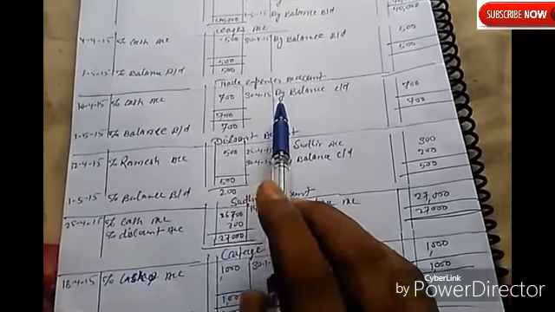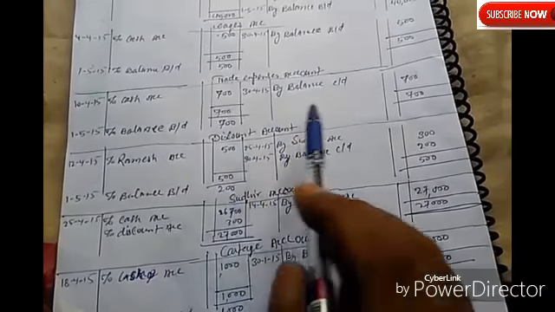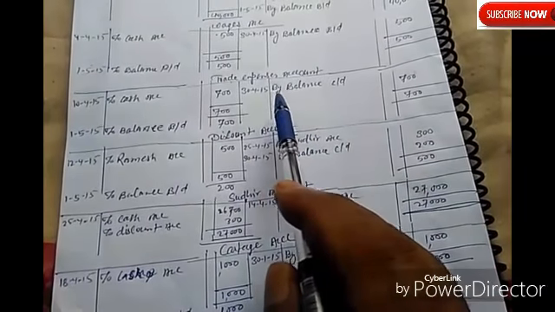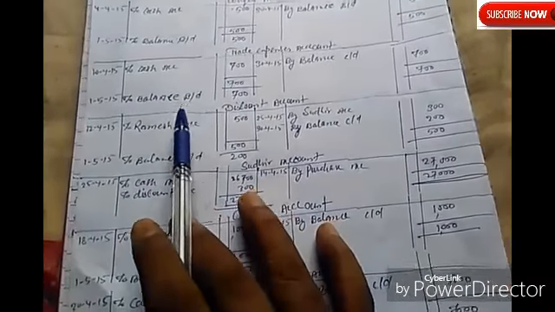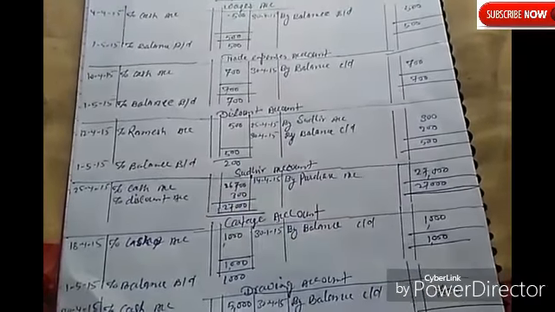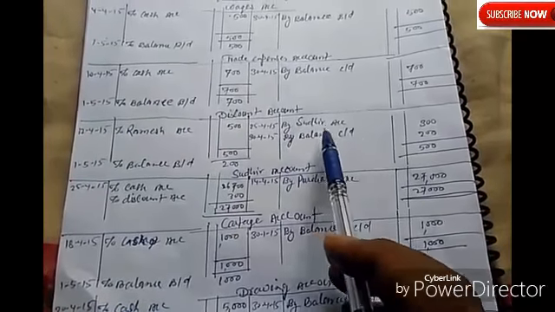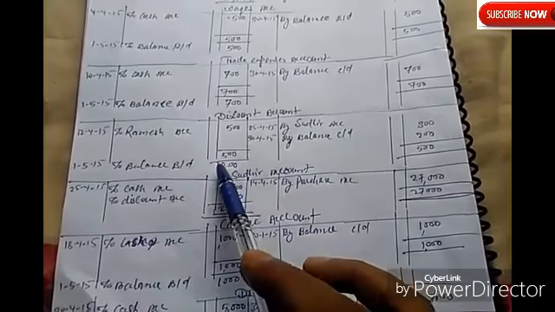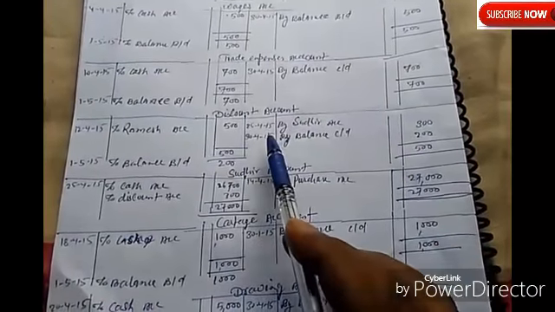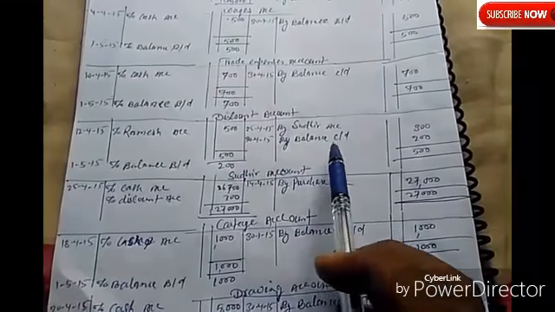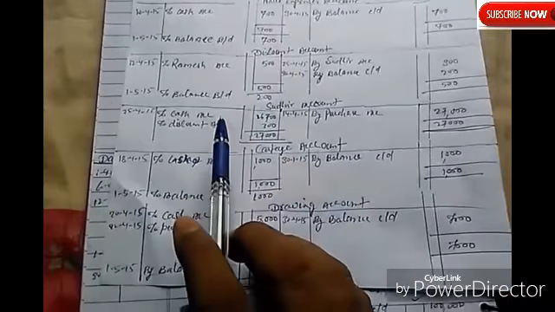Same with the trading account: to cash account is 700. So it will be total 700, and on the end of the month by balance carried down 700. So that will be transferred to the next month. Another is the discount account. Here is To Ramesh account 500 and By Sudhir 300. So the total is 500, you can write here 500. Also at the end of the month, by balance carried down 200. So that 200 will be transferred to the next month.